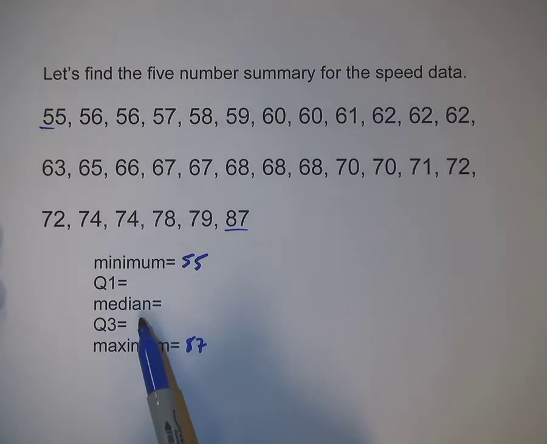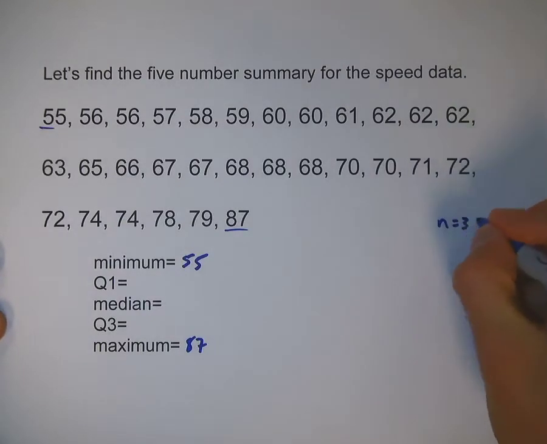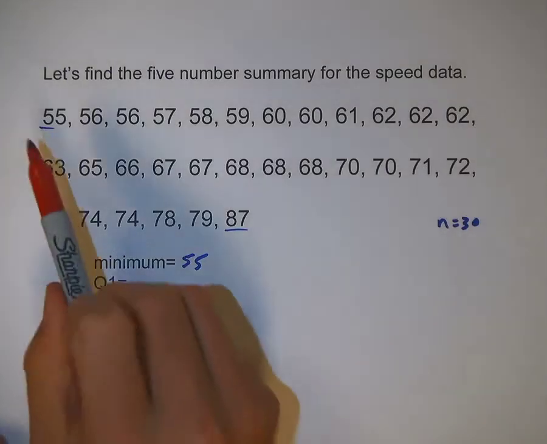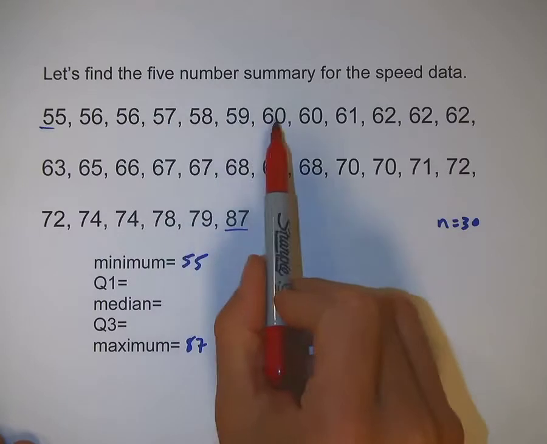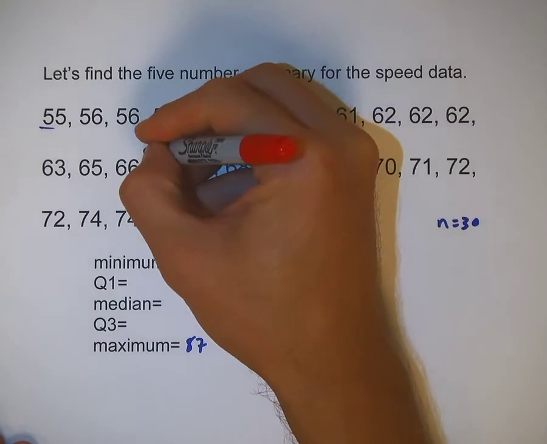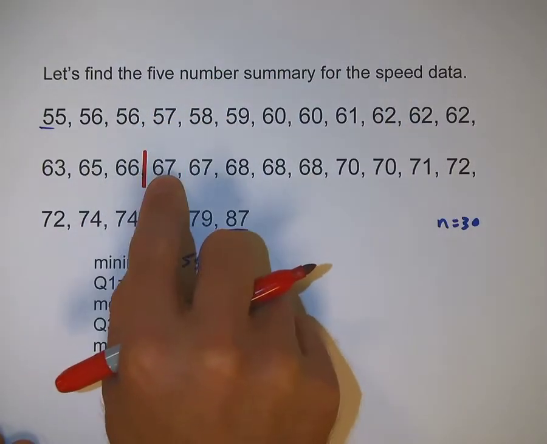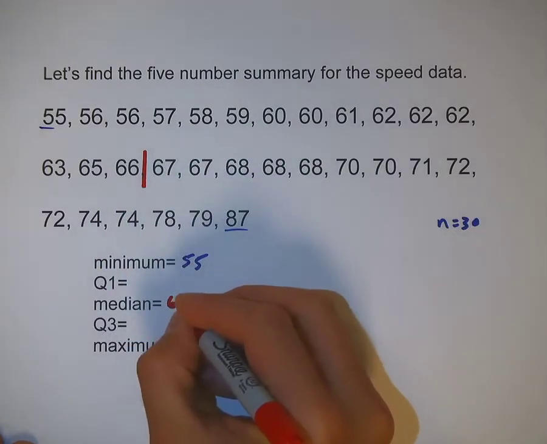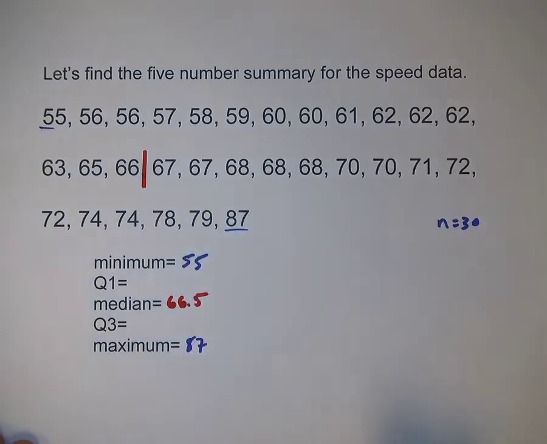What I like to do next is to find the median. We know that there are 30 values here, so n is 30. So the median will be between the 15th and 16th values, because we have an even number of data values. So let's count in 15. 1, 2, 3, 4, 5, 6, 7, 8, 9, 10, 11, 12, 13, 14, 15. So that means the median is between the 15th and 16th value there. Our median is going to end up being the average of those 2 numbers, which is 66.5. So 66 plus 67 divided by 2.